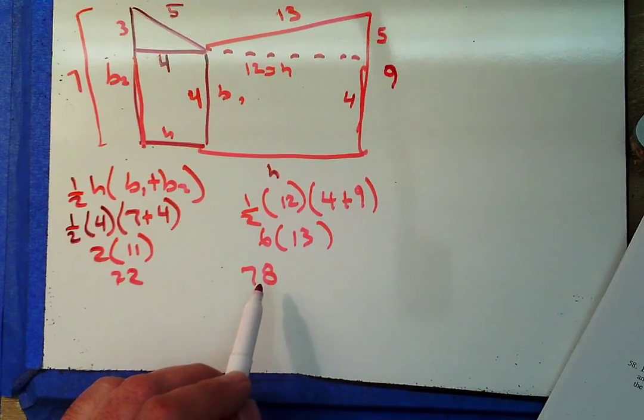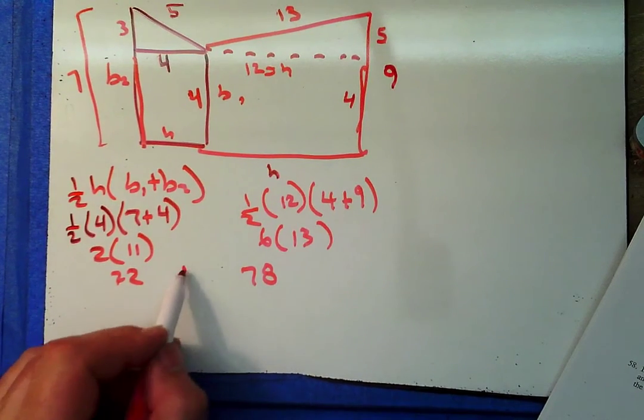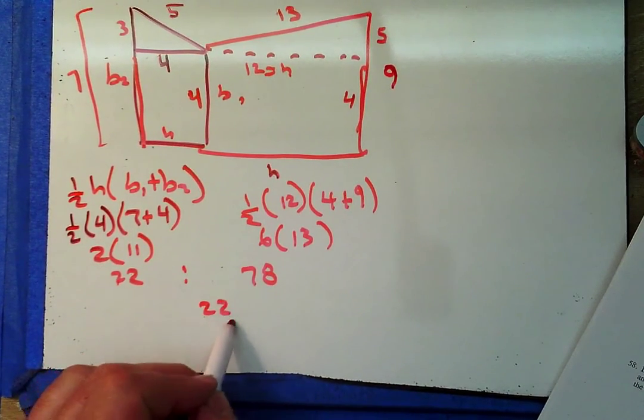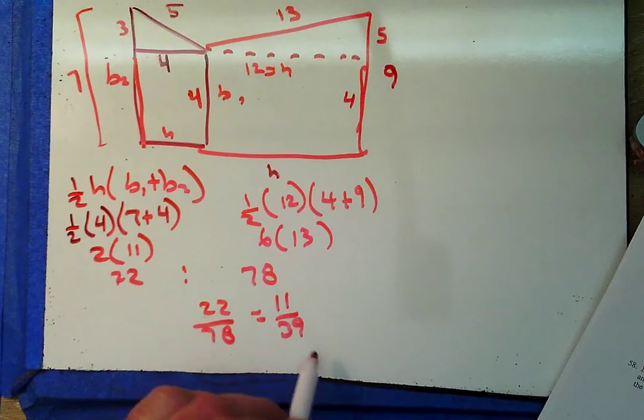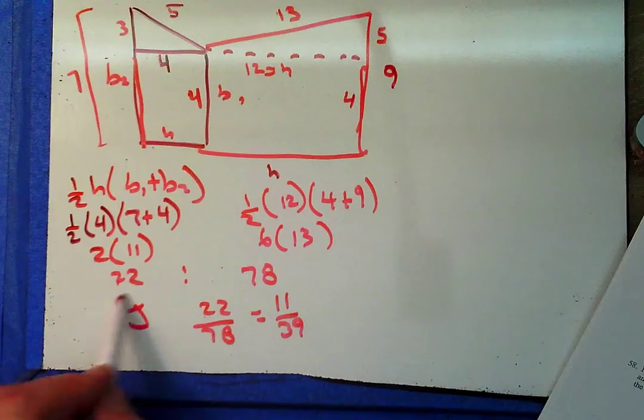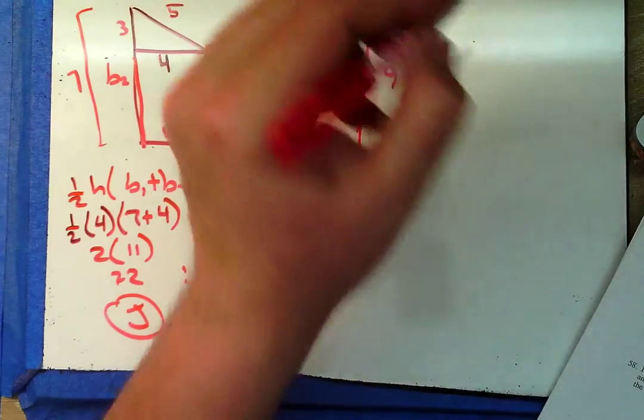an even 100. Oh, but wait, I want the ratio of these areas. I want this to this, so 22 over 78, or 11 over 39. And that's choice J. J for number 56. Okay, 57.